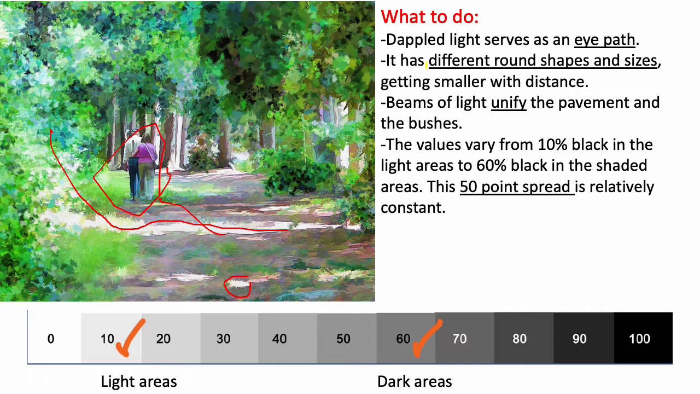I compared the values, or degrees of darkness, to the Photoshop scale, where the light areas are only about 10% black, while the dark areas are 60% black. This 50-point spread is relatively constant throughout the image, not including the soft edges.